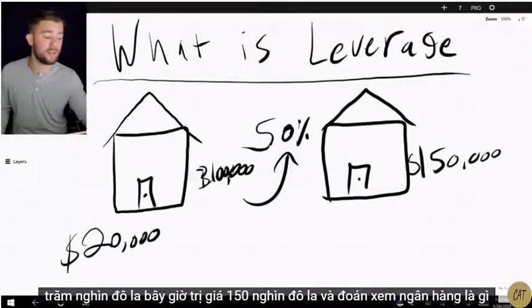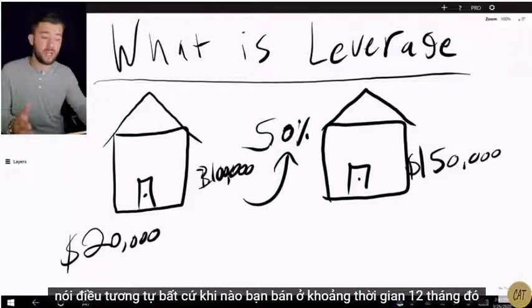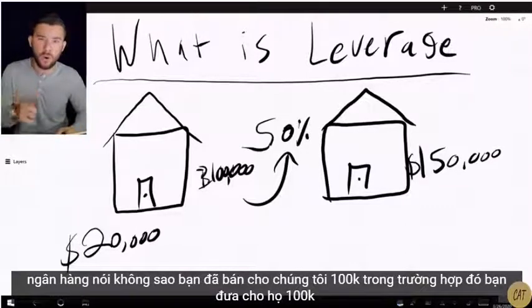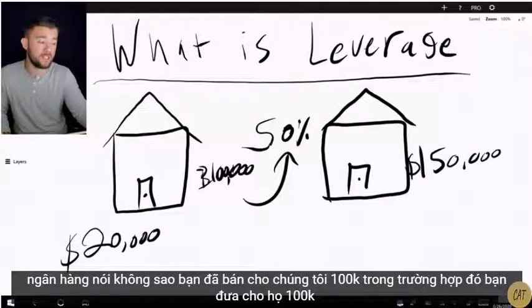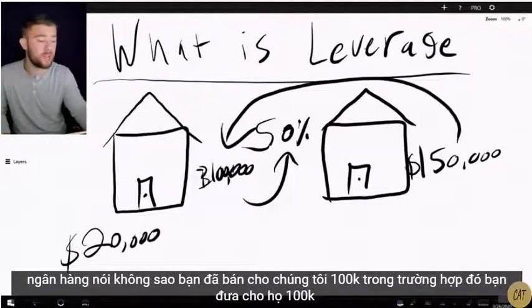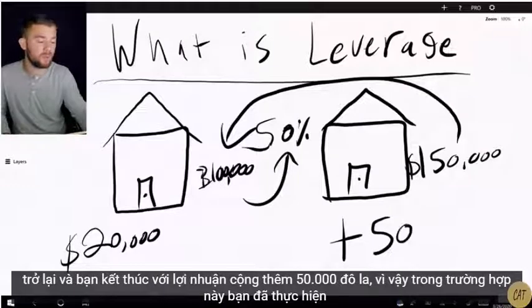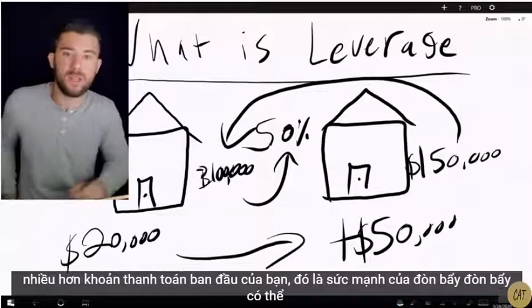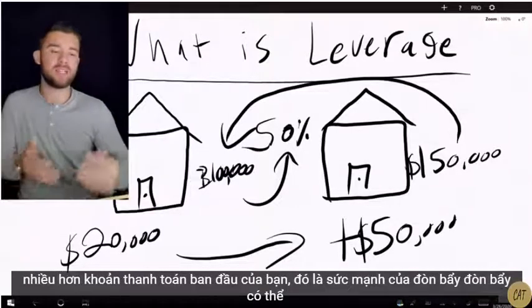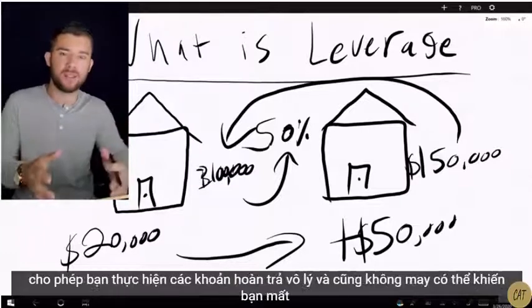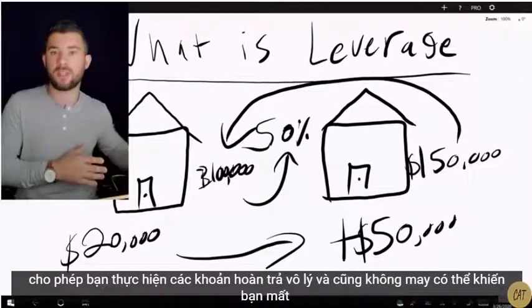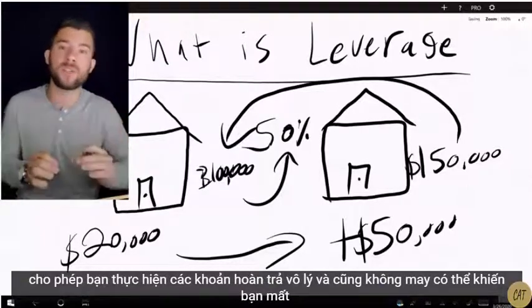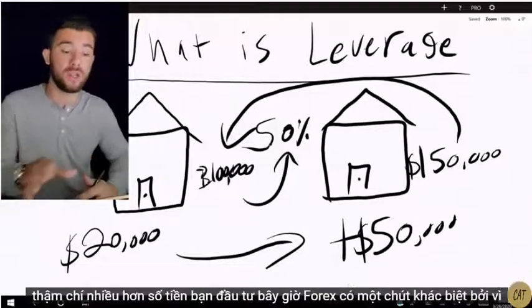And guess what? The bank says the same thing. Whenever you sell at that 12-month period, the bank says, okay, you've sold, you owe us $100K. In that case, you give them their 100K back, and you end up with a plus $50,000 profit. So in this case, you made more than your initial down payment. That is the power of leverage. Leverage can allow you to make ridiculous returns, and also, unfortunately, can cause you to lose even more than you initially invested.